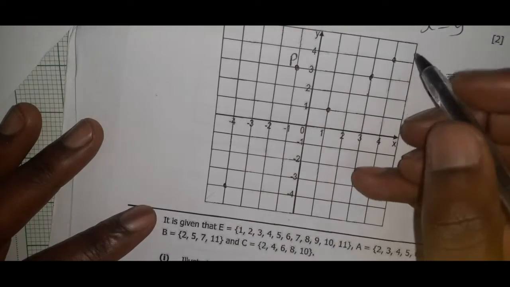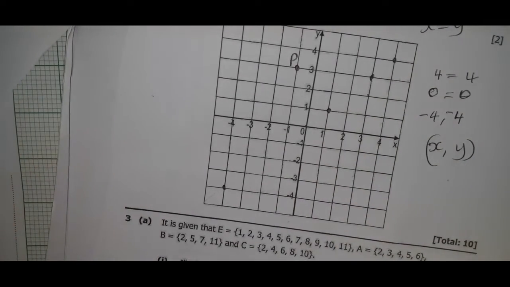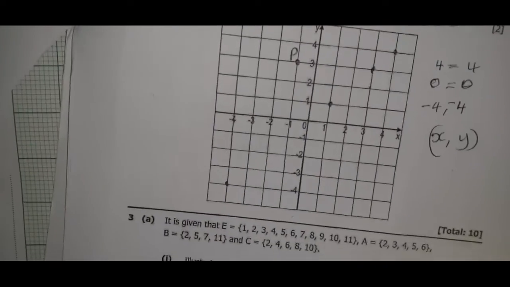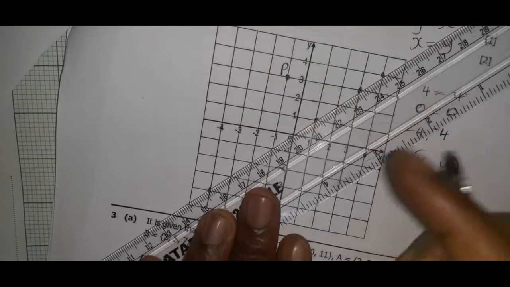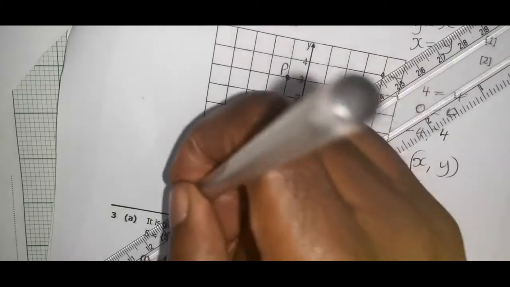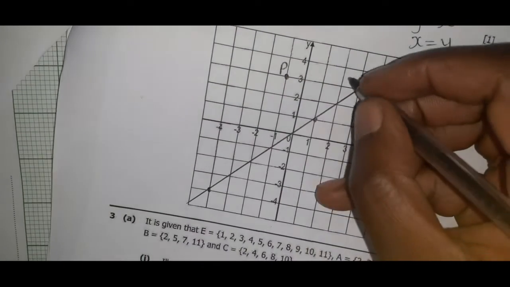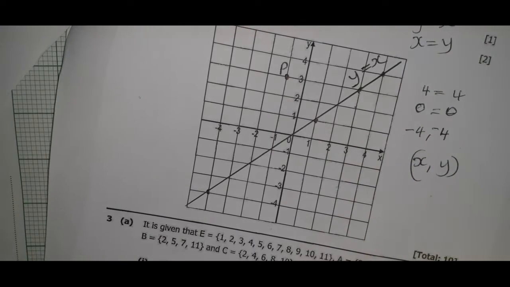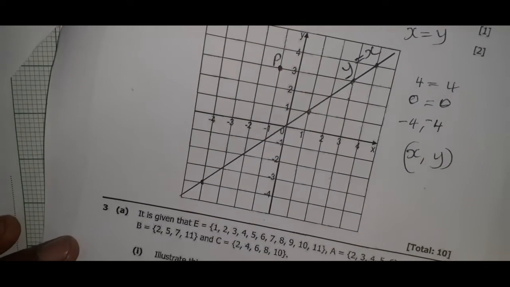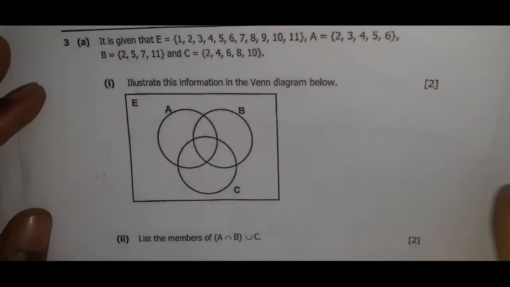So what is wanted is for us to draw a straight line that connects these coordinates. And then we can connect them. And we say y is equal to x. That's all. Y is equal to x.